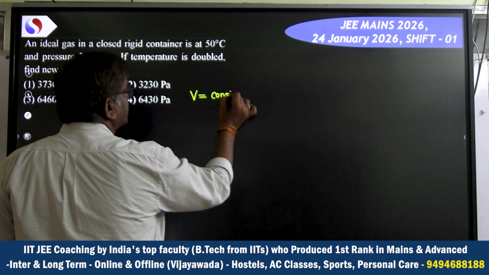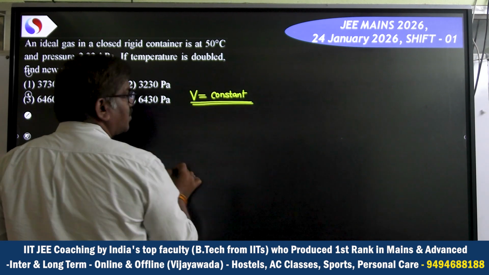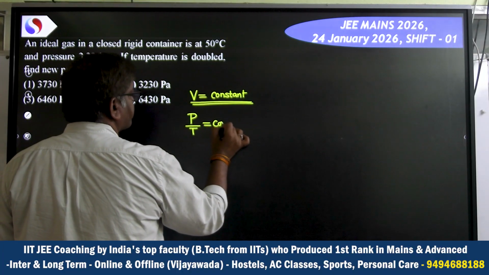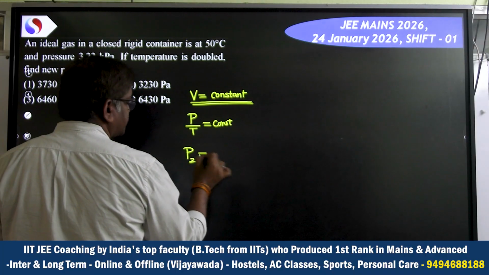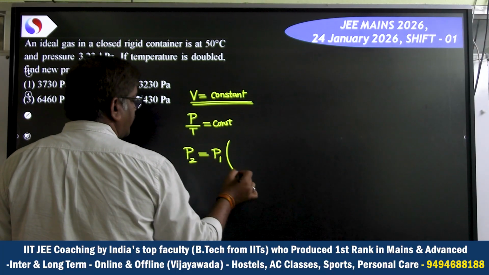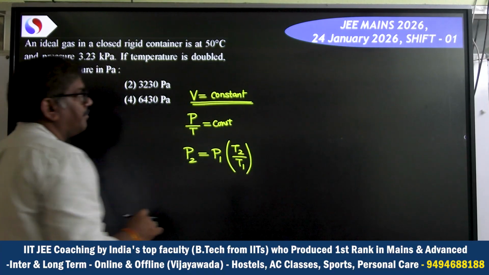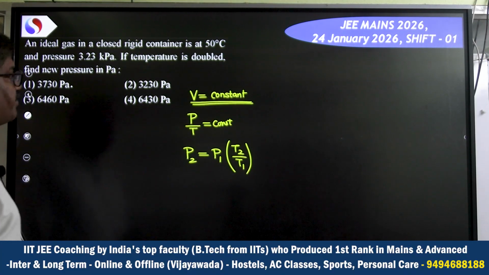Constant. Okay, V is constant. Now V is constant means P by T is constant. So to find out the new pressure P2, we can say it is P1 into T2 by T1. Please don't confuse: T1 and T2 are absolute temperatures.